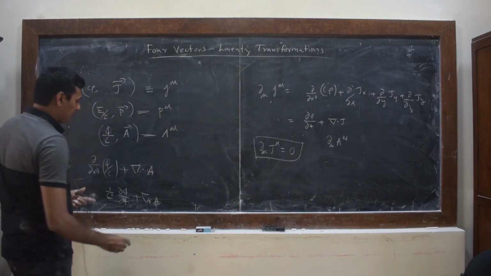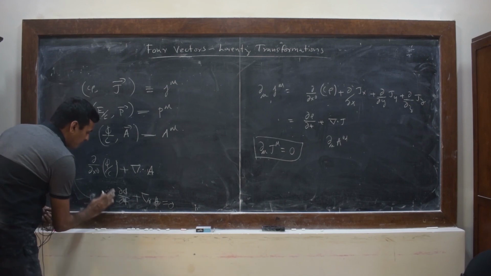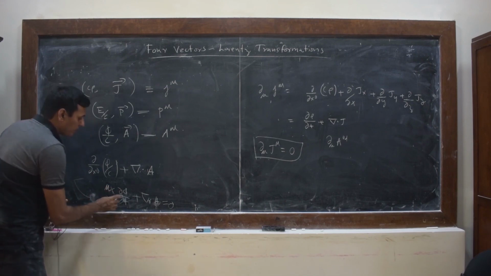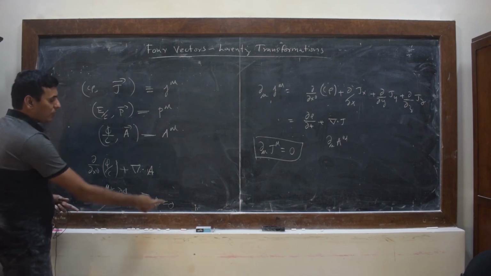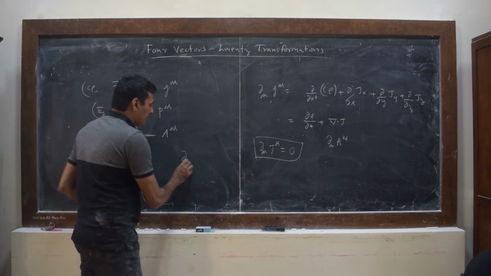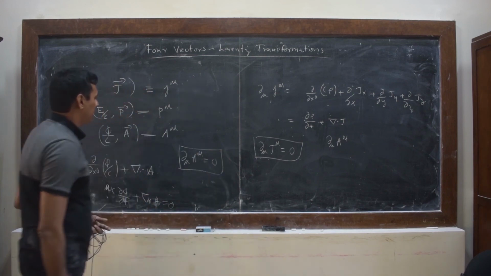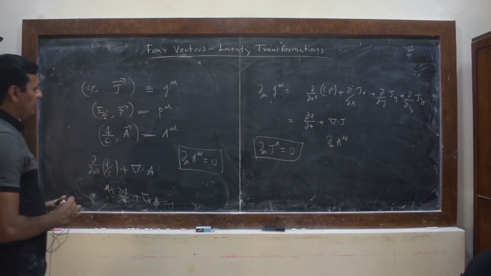If that is equal to 0, generally it is mu 0 epsilon 0 del phi by del t plus del dot A equal to 0, which is called the Lorentz gauge, or the Lorentz gauge condition, which is nothing but del mu A mu equal to 0. This is the Lorentz gauge condition.